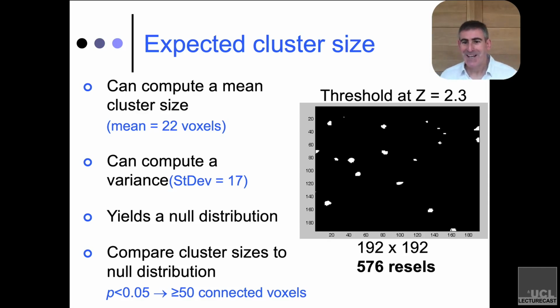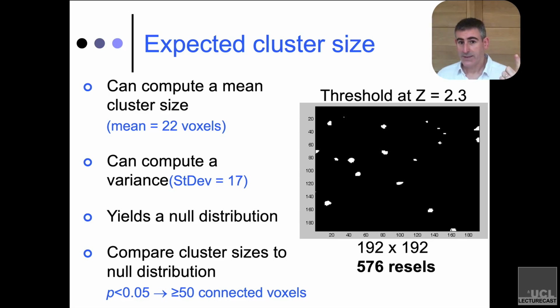Hopefully that's made sense. The key here is we've chosen this arbitrary height threshold, Z of 2.3, and I chose that because that's what FSL uses. SPM uses 0.001. I'll go to that in a minute. But it's arbitrary. It was just a random decision.